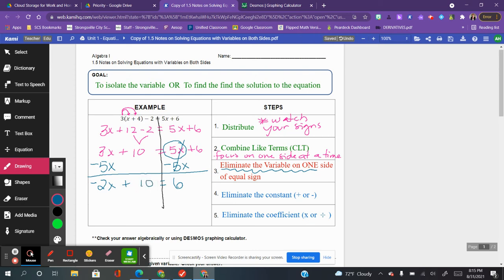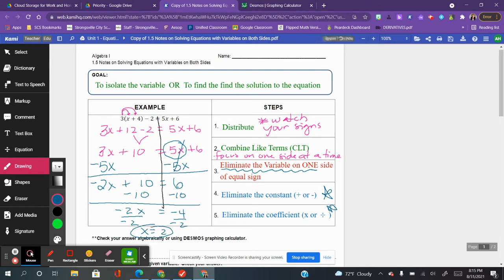Now I'm down to something that is pretty familiar. I have a constant, a coefficient with a variable, and that's equal to some number. The step that we do next is eliminate that constant. I'm going to subtract 10 on both sides of the equal sign. I have a negative 2x equal to a negative 4. Then I'm going to eliminate the coefficient by dividing both sides by negative 2. I get x equals positive 2 as my final answer.